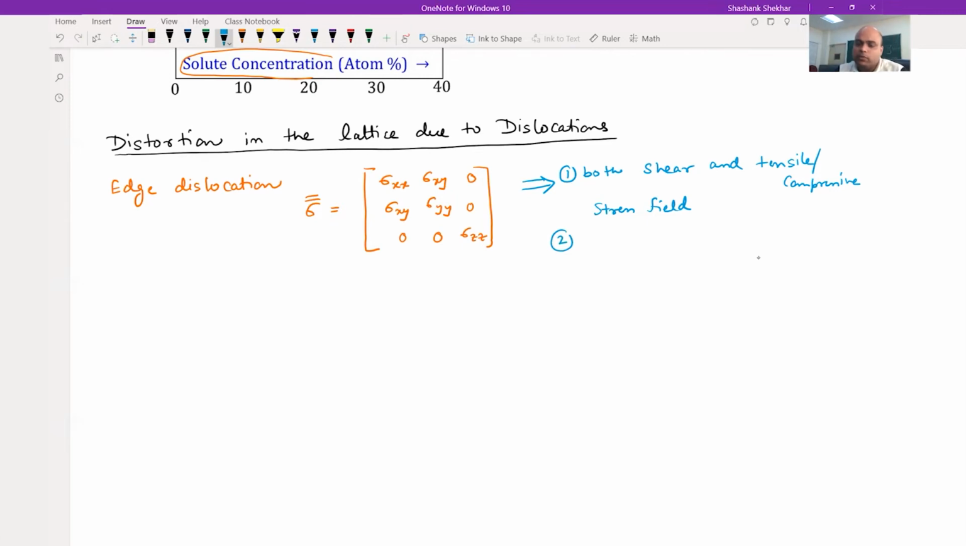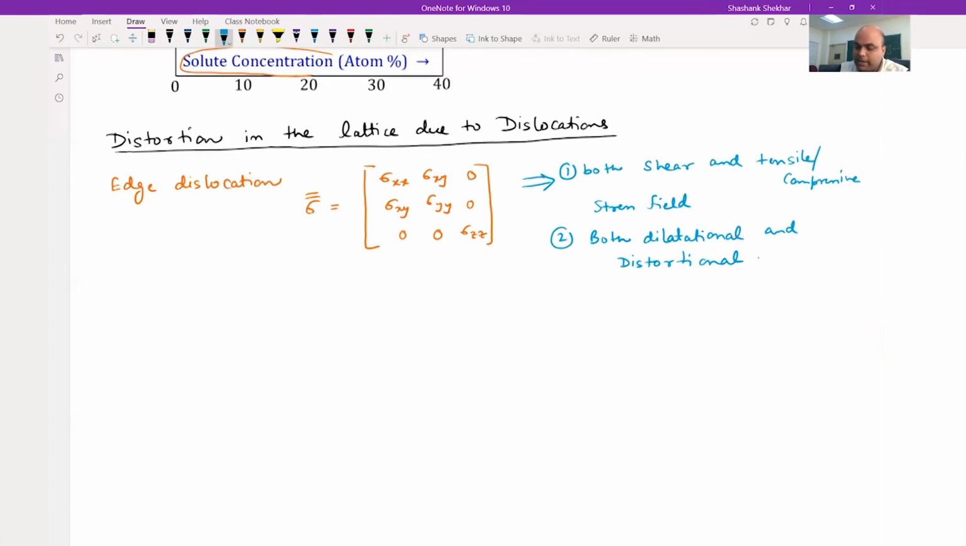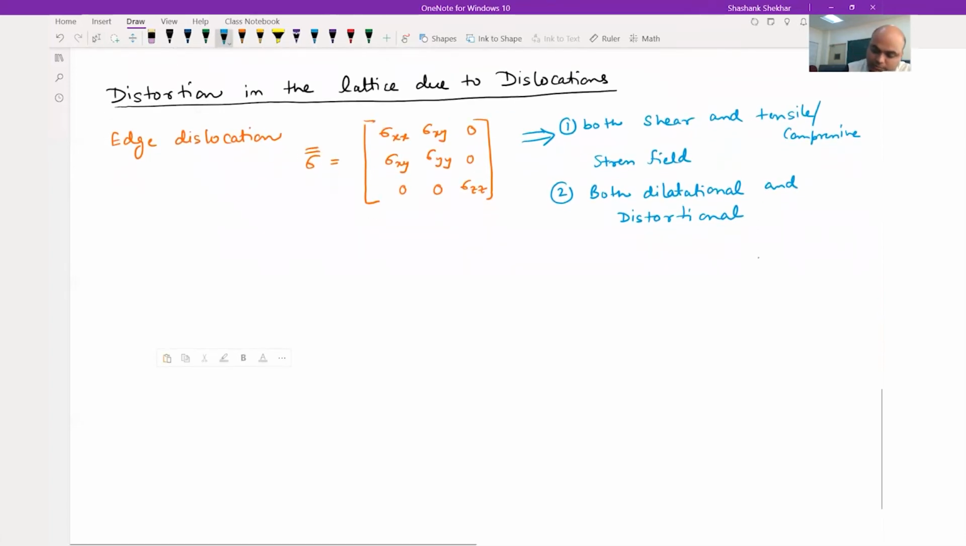Now, since you have both the components, you are going to have both dilational and distortional components. So you are going to have both dilational as well as distortional. Now let's talk about screw dislocations.